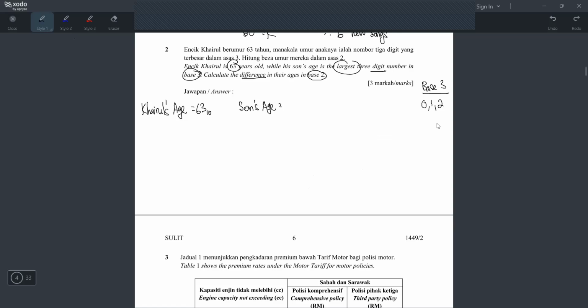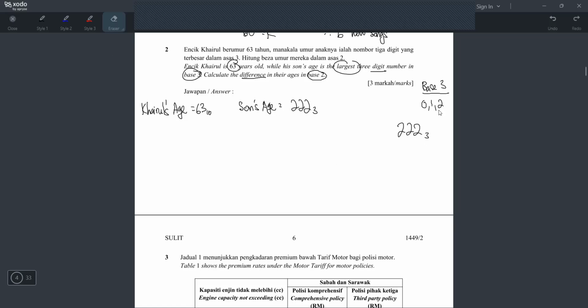So the largest 3-digit number in base 3 will be 222 base 3. So the son's age is actually 222 base 3. What about base 10? Let's test. What is the largest 3-digit number in base 10? It will be 999. Like that. So you get the idea. The largest 3-digit number in base 10 is 999, but the largest 3-digit number in base 3 will be 222.